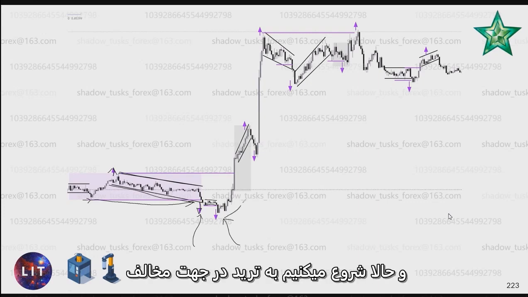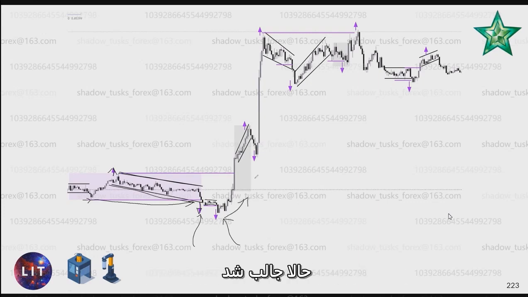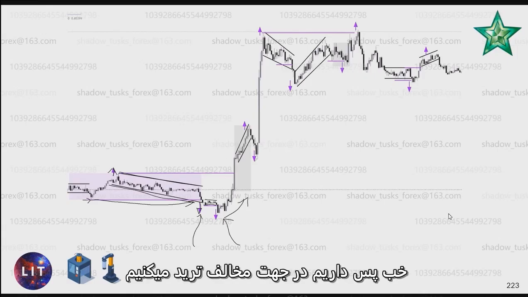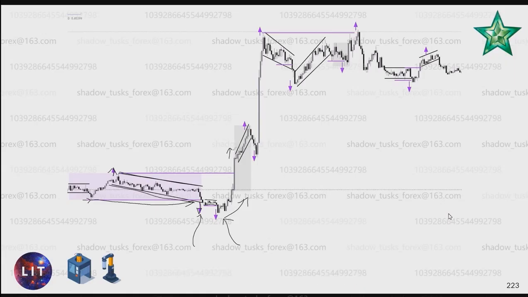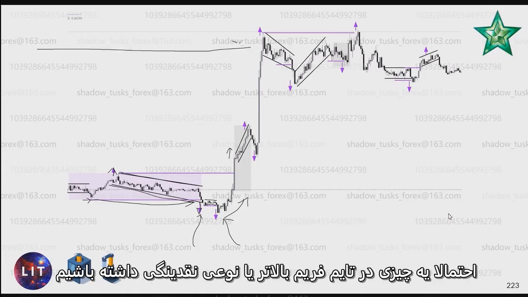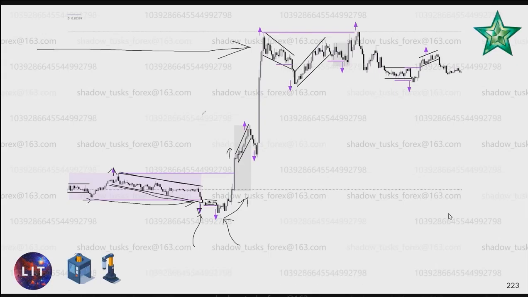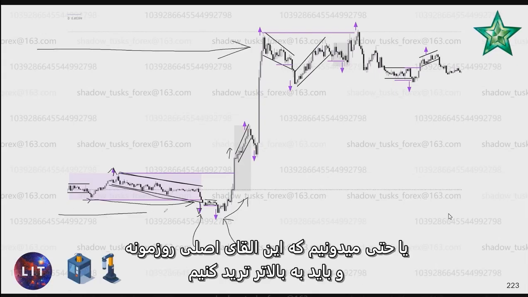And now we begin to trade away, right? Now it looks good. Okay, so we're trading away. Again, we do induce Asia high, but we likely have something on the higher time frame or some liquidity, or even we know that this is our main inducement for the day and we should be trading higher.